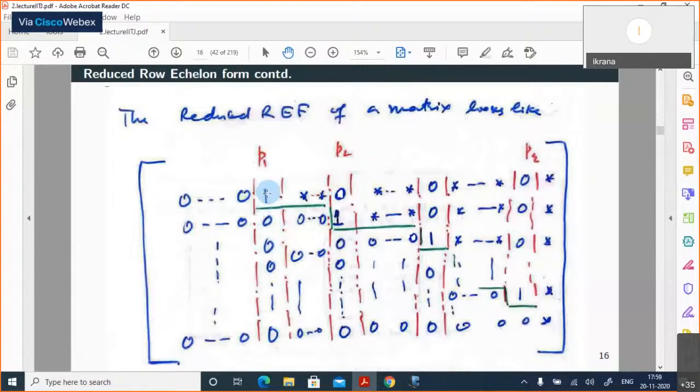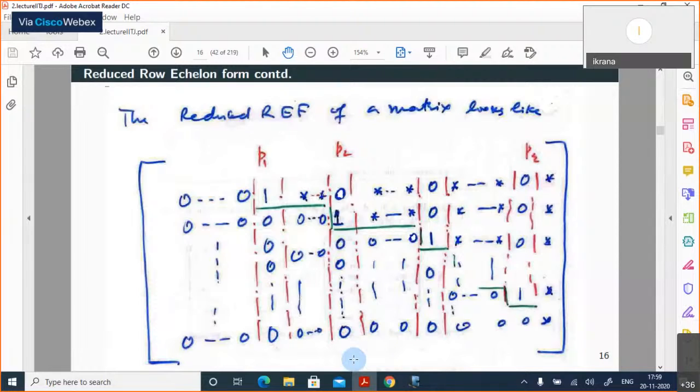So if I look at the pivot, that is the only non-zero entry, and that is 1, and everything below that is 0. Everything on the left is also equal to 0. Now go to the second row. The first non-zero entry comes somewhere at this place, and that is P2. Everything before it is 0, everything below it is 0, and this is a non-zero entry, which is 1, and everything else in that column is 0.